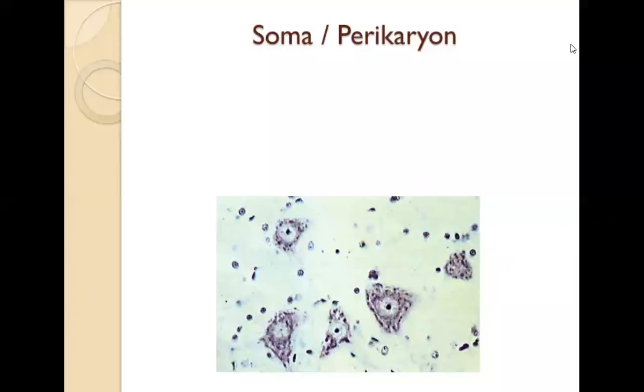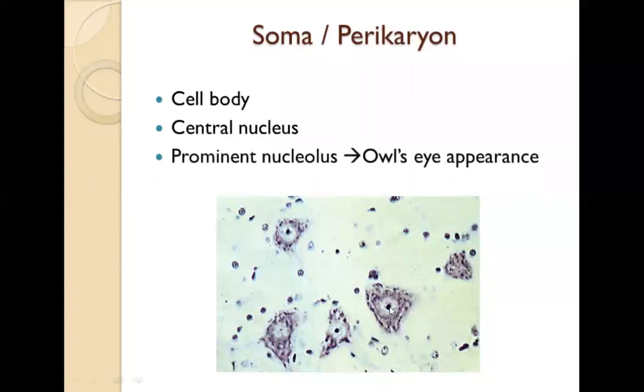So parts of the cell, starting with the cell body. You can see there is a central nucleus, and within the nucleus, there is a prominent nucleolus. So this gives an appearance called owl eye appearance to the cell body. This is how you'll identify the neuron in histological slides. You will see a prominent nucleolus within the central nucleus.